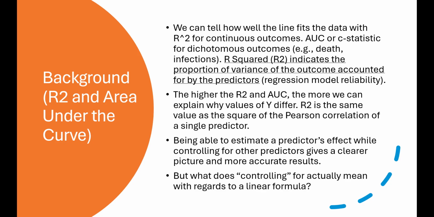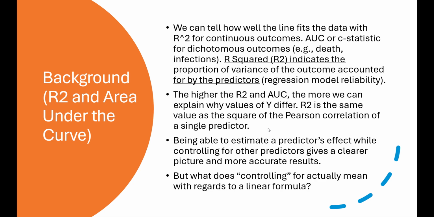R squared indicates the proportion of variance of the outcome accounted for by the predictors. In other words, it's the regression model reliability. The higher the R square and area under the curve, the more we can explain why values of Y differ, why our outcome values might differ. R square is the same value as the square of the Pearson correlation of a single predictor.